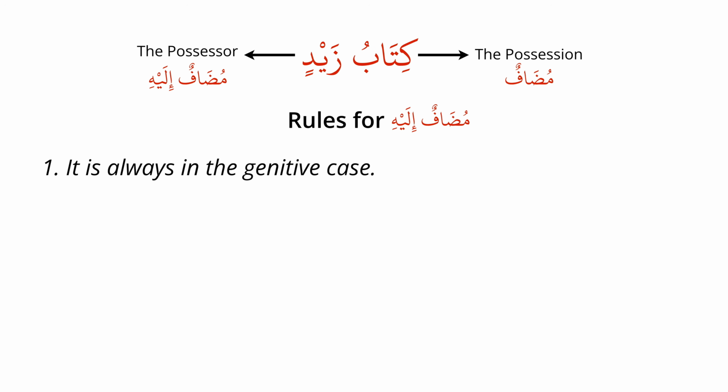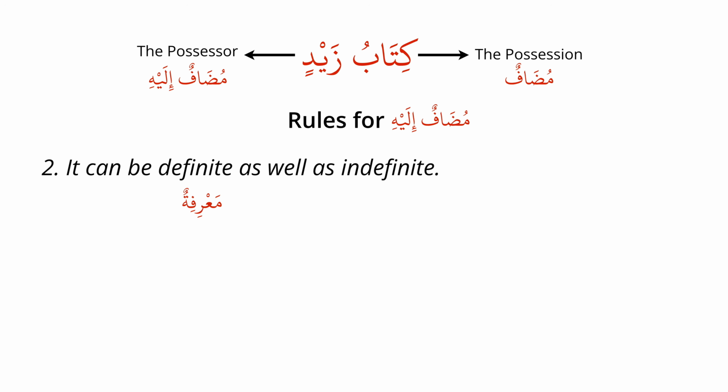Rule number 1, it is always in the genitive case, meaning it is always majroor. In the beginning, I said that there are two reasons for a noun being in a genitive case. This is the second reason. That is when a noun is mudhaf ilayh. So, taking the same example, Kitabu Zaidin, you see that the noun Zaid, which is mudhaf ilayh, is majroor, meaning in the genitive case. Rule number 2, it can be definite as well as indefinite.